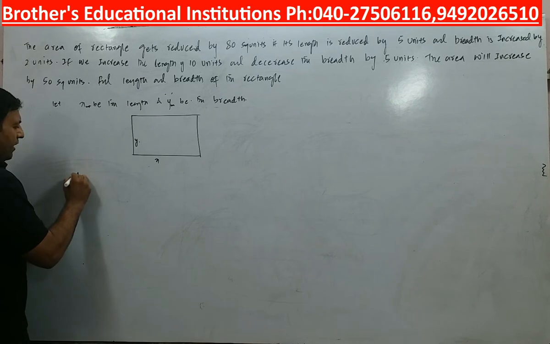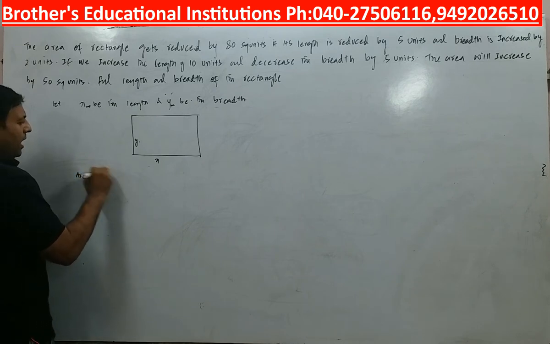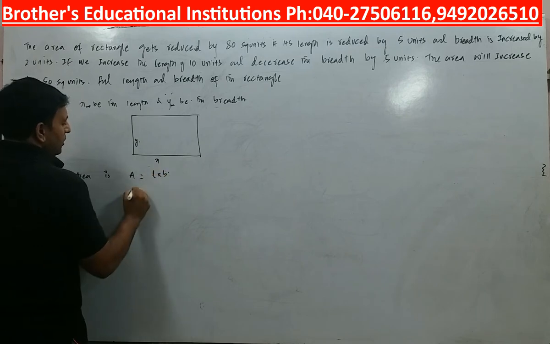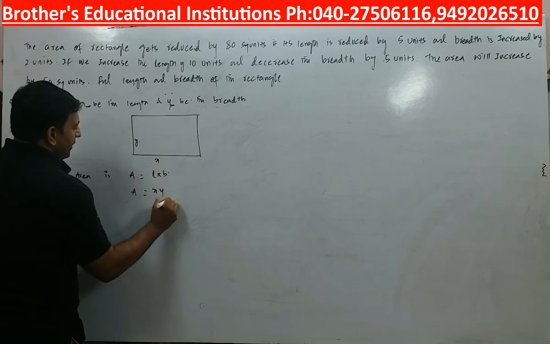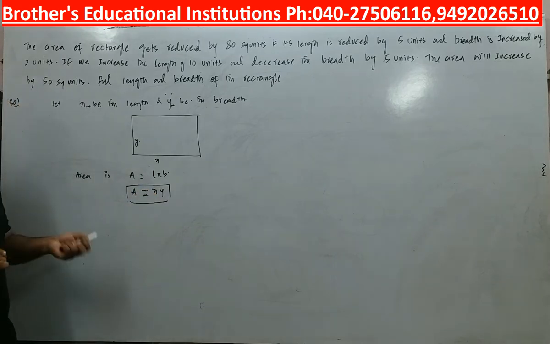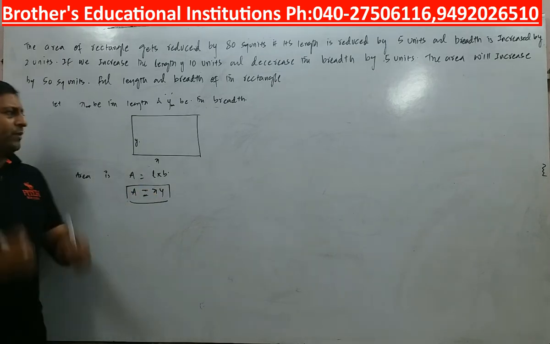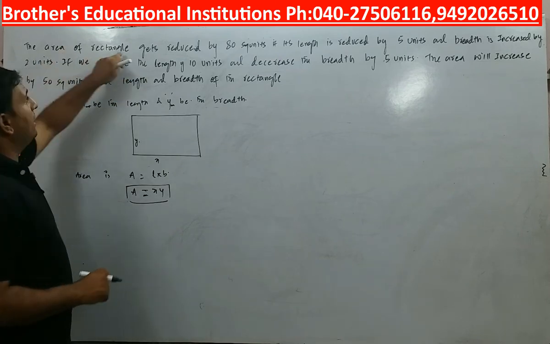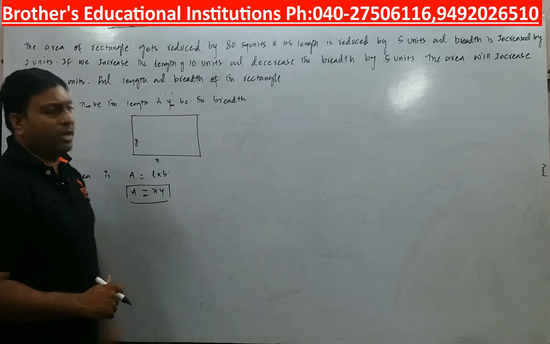Alright, now, what is the area of a rectangle formula? Area A is equal to length into breadth. So A is equal to x into y. See, this is the original area. When you do not disturb, the original area is A. Alright. Now what is happening there? The area of a rectangle gets reduced by 80 square units.